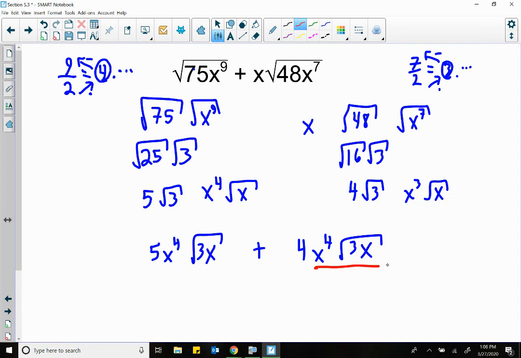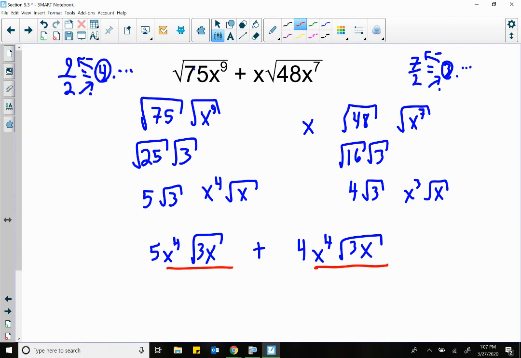So in here, what I'm looking at as far as are they like terms, I've got x to the fourth, square root of 3x. Is this the same as that? Yes, I've got x to the fourth, square root of 3x. If this had been an x cubed, we would not have put these together. But because this is an x to the fourth, and this is an x to the fourth, see how all the variables match. The x to the fourth matches the x to the fourth, and the radical matches.